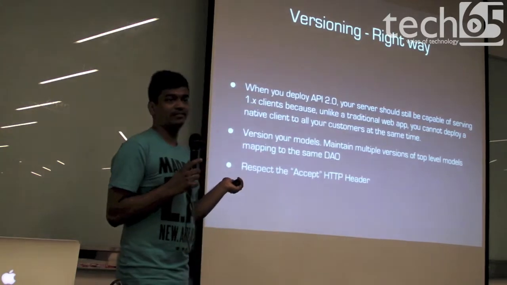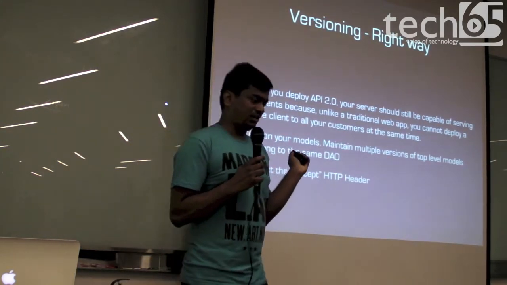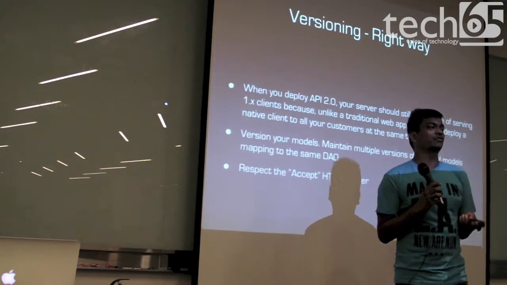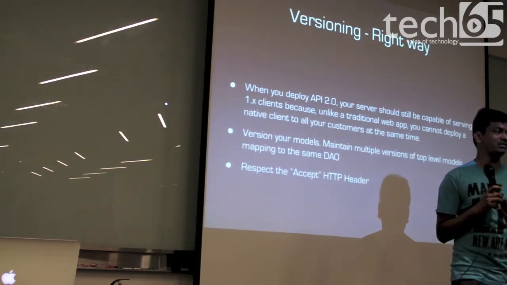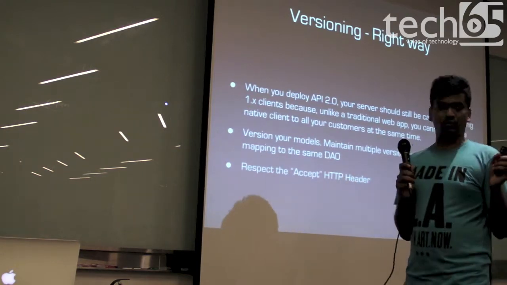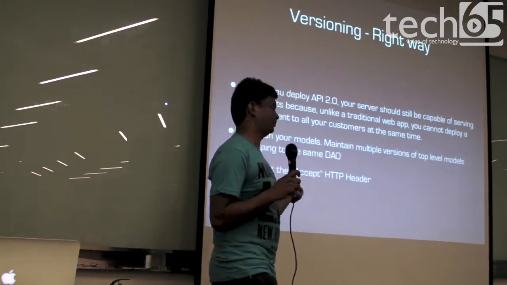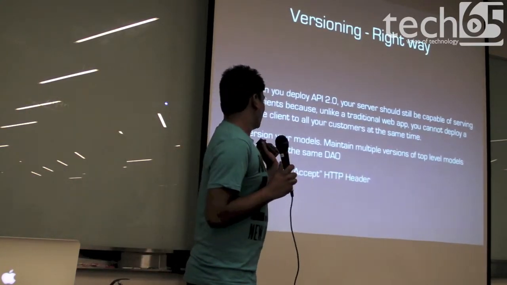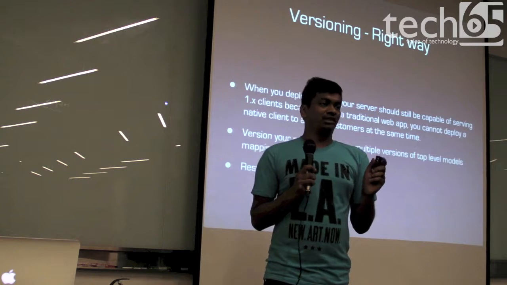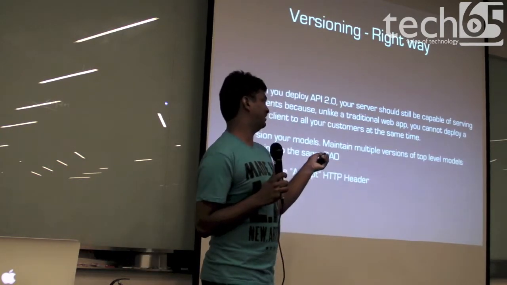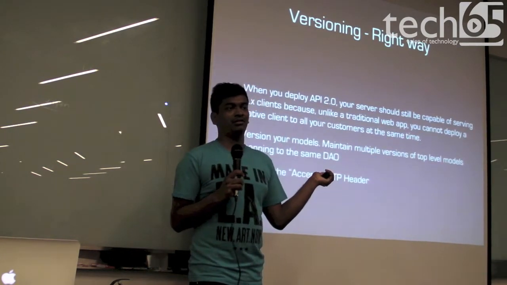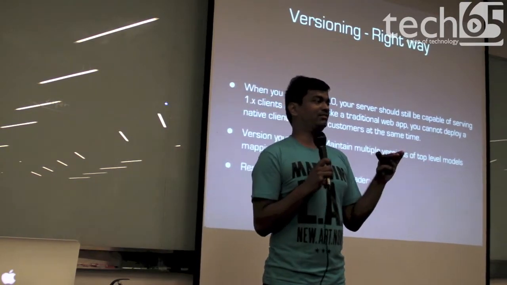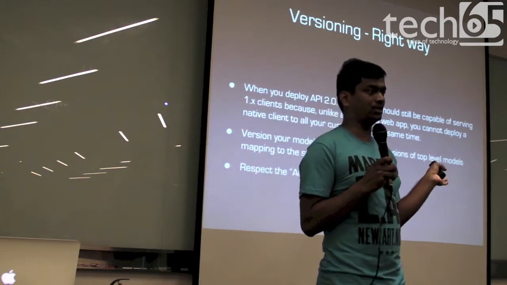And respect your accept header. The accept header that comes from your client identifies the client. So you'll know whether it's a 1.0 client or a 2.0 client from this HTTP accept header. And by seeing that value, you should instantiate the right kind of top-level model. After you instantiate that model, fill it in with the information from your database tables.